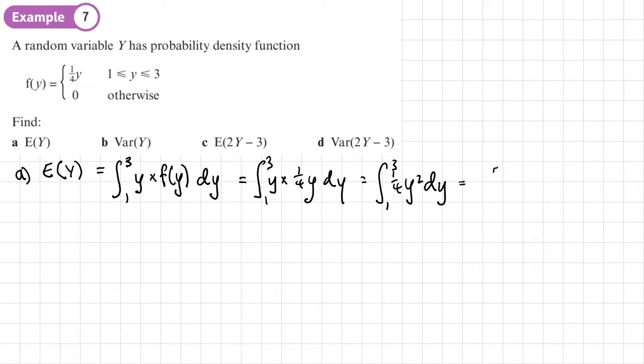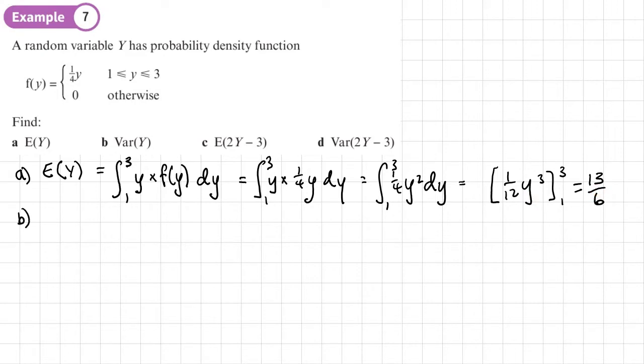So basically we have y times a quarter y dy, which we can write as a quarter y squared. So now we can work that out. A quarter y squared is going to be a quarter y cubed over 3. So that's going to be 1/12 y cubed between our limits of 1 and 3. So if we work that out, that gives us a value of 13/6. So basically 1/12 times 3 cubed, 27, minus 1/12 times 1 cubed, or 1/12. So that gives us 13/6.